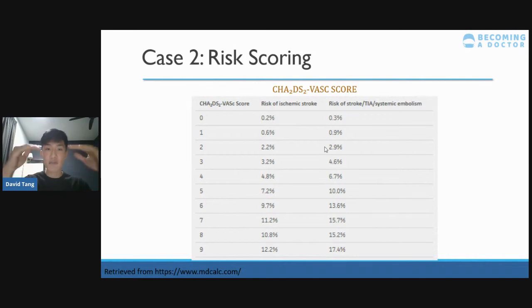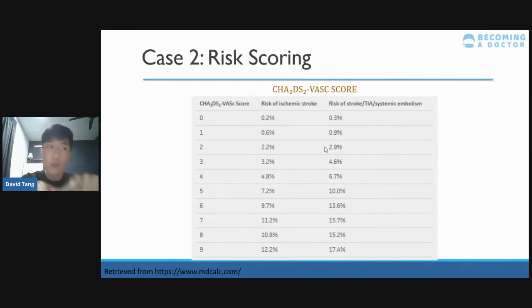In terms of AF treatment, I think it's useful to clarify from the beginning that we have two stems of treatment. One is anticoagulating, and another one is actually treating the symptoms. Anticoagulating prevents them from getting thromboembolic events.